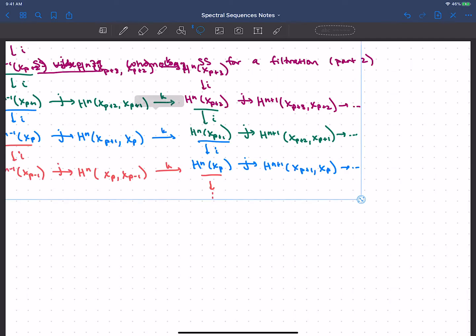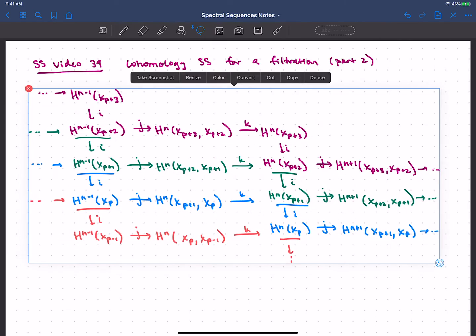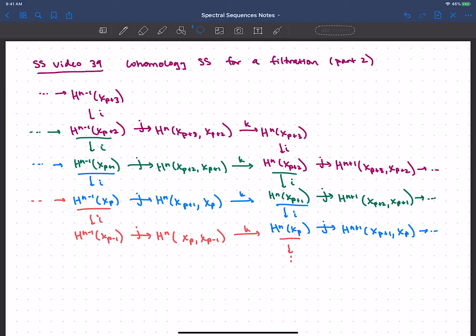So maybe let me remind you that we had this very colorful unraveled exact couple, and this was coming from our filtration, right? X_p includes into X_{p+1}, and this filters our space X. And of course we have a first quadrant spectral sequence that we're trying to understand, how it's really built formally, and that had E_1^{p,q} as the homology of the filtration quotients.